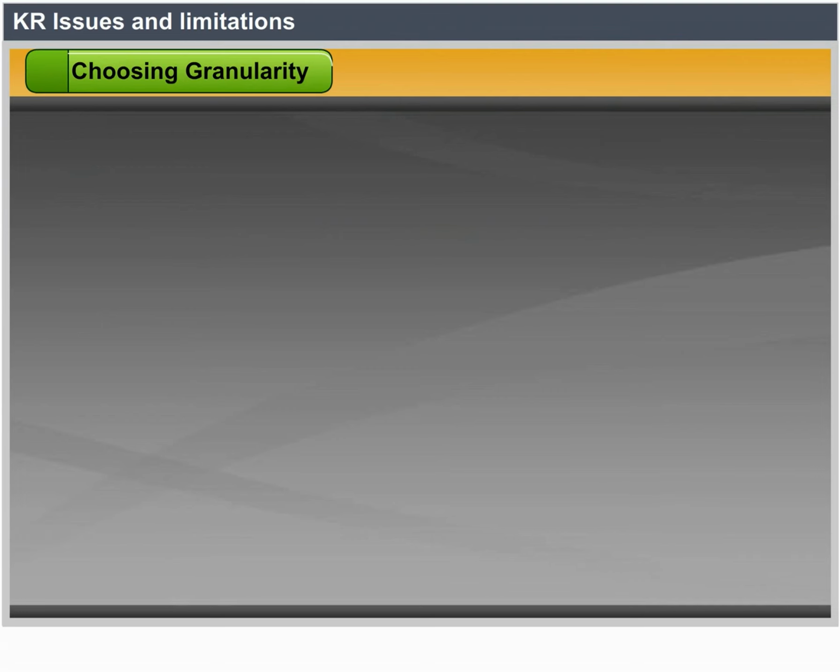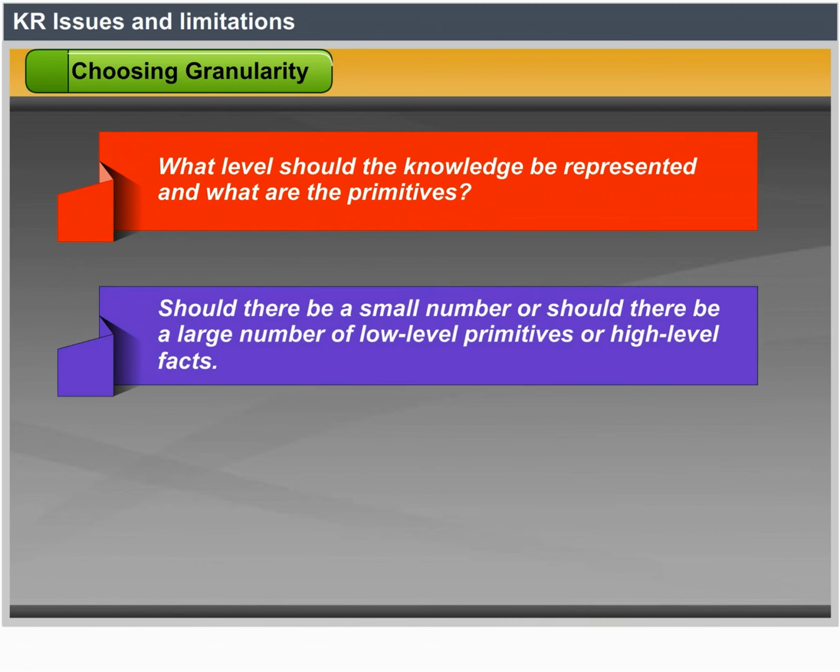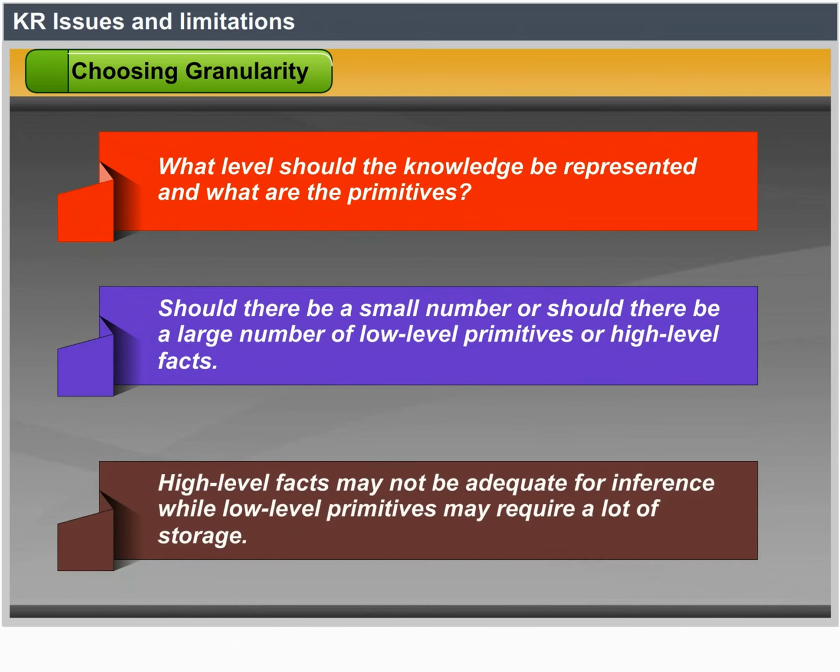Choosing granularity. At what level should the knowledge be represented, and what are the primitives? Should there be a small number or a large number of low-level primitives or high-level facts? High-level facts may not be adequate for inference, while low-level primitives may require a lot of storage.